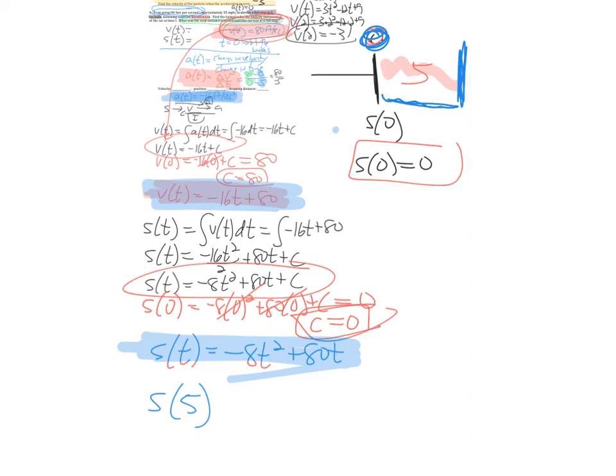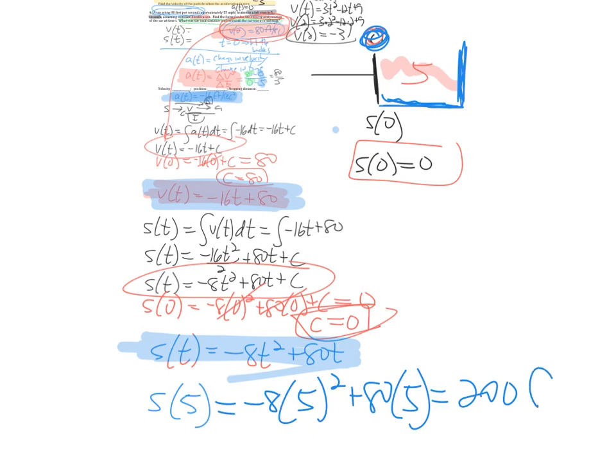I need to know what this distance is. I need to know what the position is. So we're going to evaluate the position function at 5. So it's negative 8 times 5 squared plus 80 times 5, or that's going to give us 200 feet. So this car, traveling 55 miles per hour, needed 200 feet to stop.